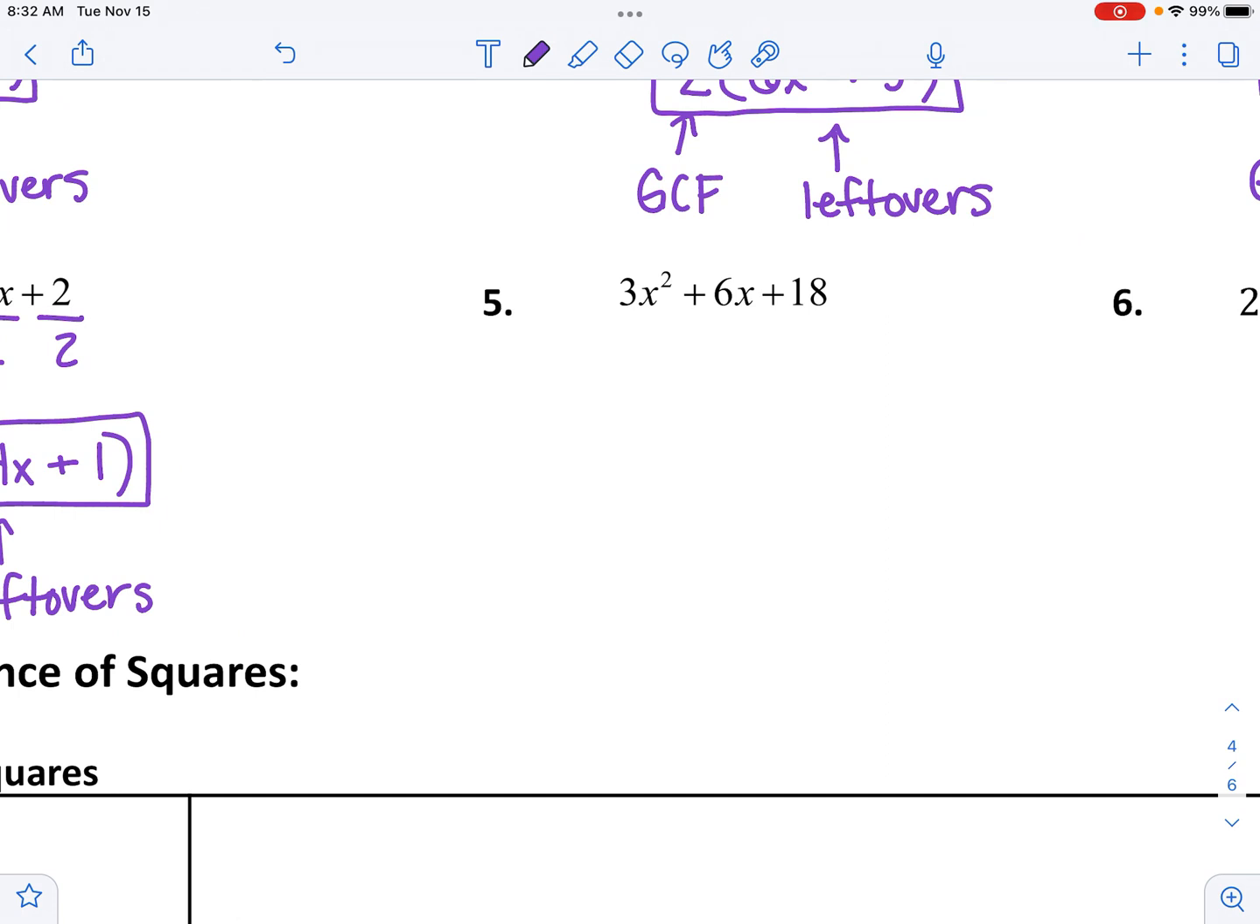All right, number 5. Start with underlining all my terms. I have a 3, a 6, and an 18. 3 is my lowest number, so we can't go any higher than 3. But 3 will go into 6 and 3 will go into 18, so I will use that 3. And then if we look at our variables, I have an x squared, I have an x, and then 18 doesn't have any variables. Since 18 does not have any variables, we cannot take any variables out. So GCF out front. Leftovers will go in the parentheses.